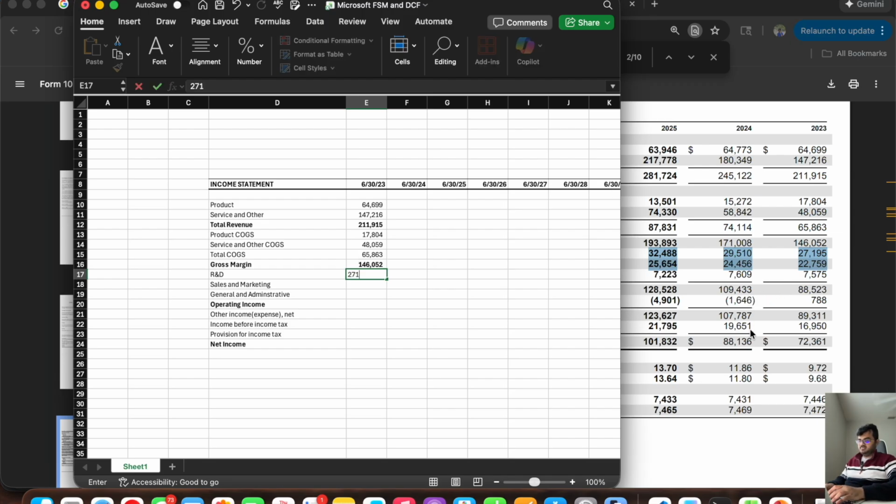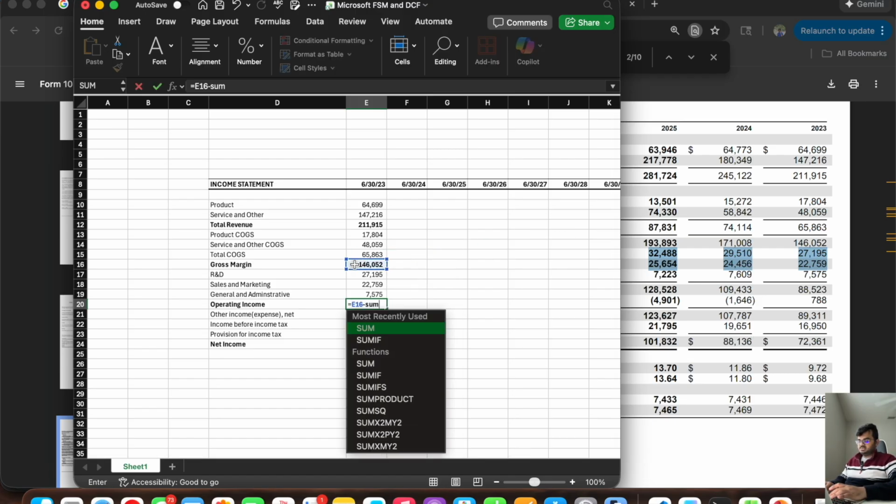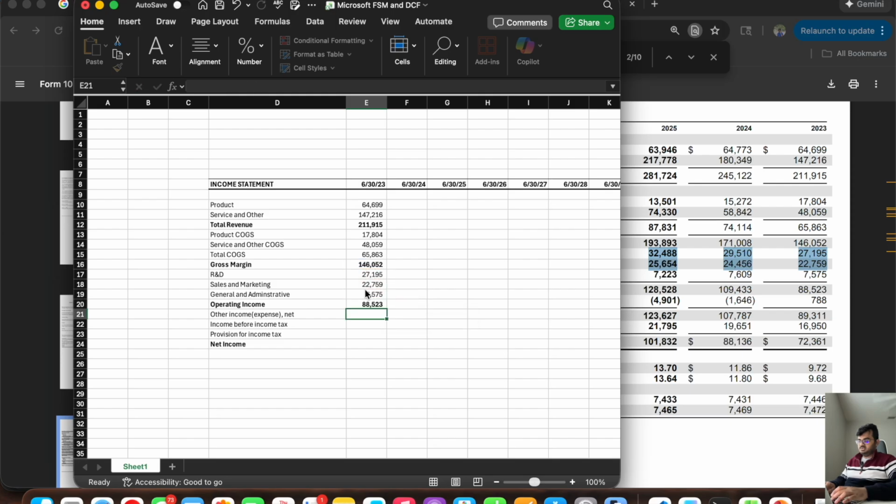R&D is 25,795, then 22,759, then 75,75. Then operating income is this number minus the summation of these three, which is operating expense. Then other income or expense, net. Then taxable income, or income before income tax. Then provision for income tax is 16,950. Then 72,361. Yep, and we got this number.